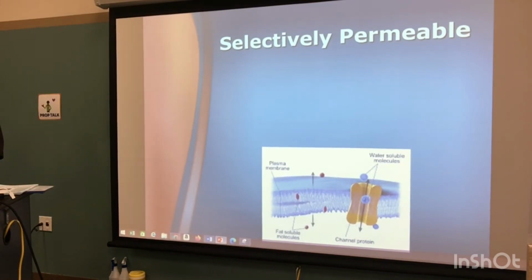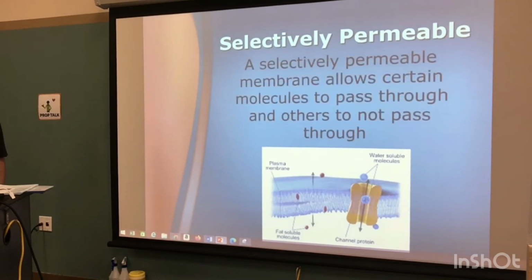Ooh. All right, so let's add a definition for selectively permeable. It sounds scary, but it's not. It's basically when your cell membrane allows certain molecules in and says no to other molecules.